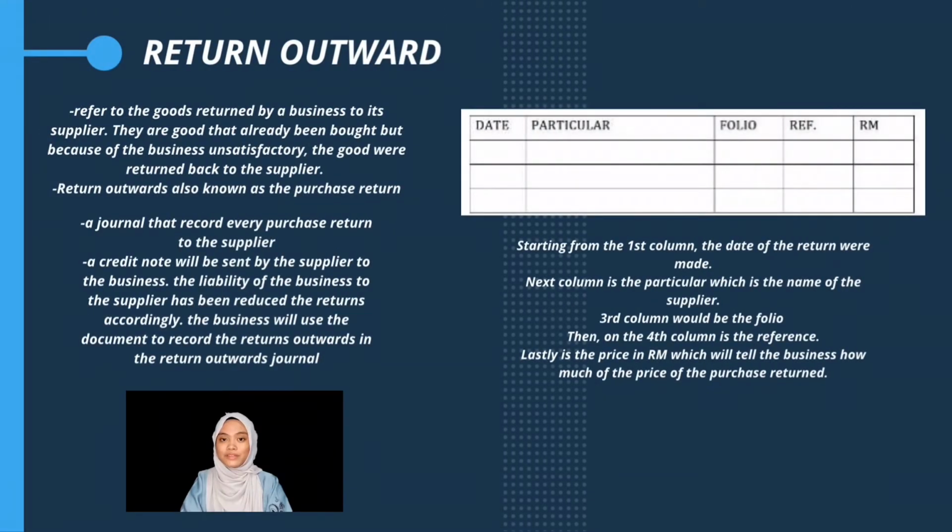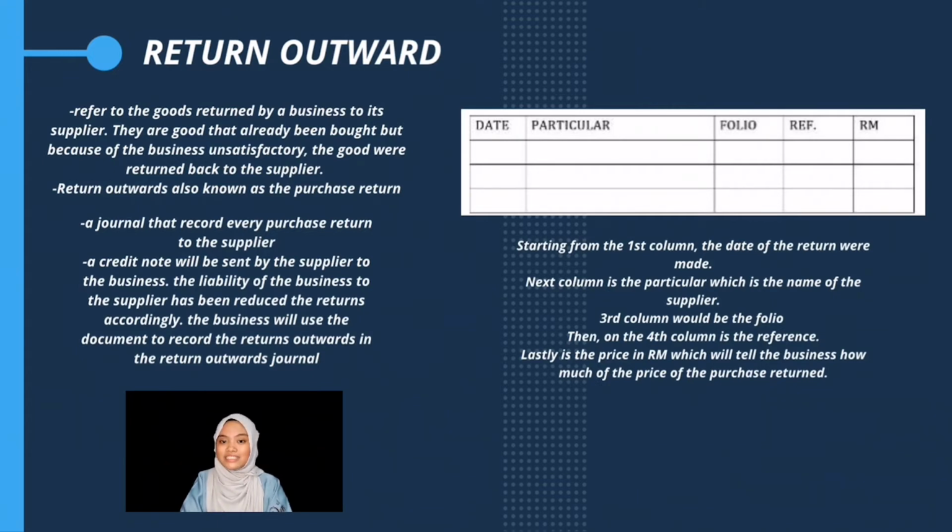Return outwards refer to the goods returned by a business to its supplier. These are goods that have already been bought, but because the business is unsatisfied, the goods were returned to the supplier. Return outwards is also known as purchase return. The question is, what is a return outwards journal?